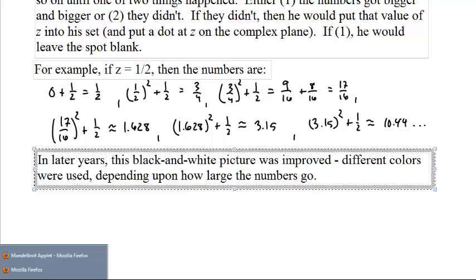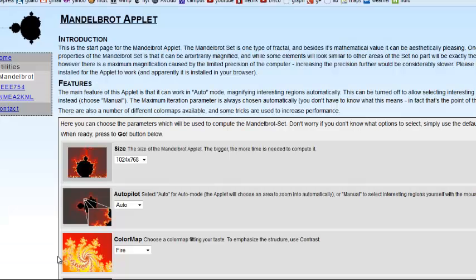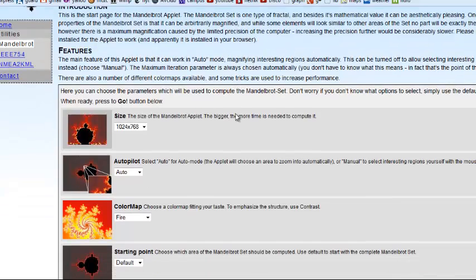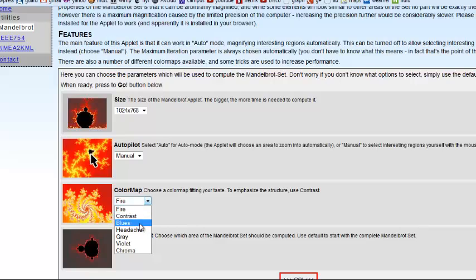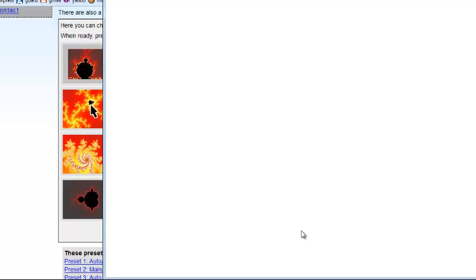And there are some computer programs to do this. I'm going to put a link to this website. There's plenty of them out there. A Java Mandelbrot applet. Pick the size, turn it off from autopilot onto manual because it's so much more fun. Choose the colors that you want to deal with. You probably don't want crazy, horrible things. Maybe you want sort of a purple or a blue. I'm going to start with a fire because it seems pretty awesome. You hit go.